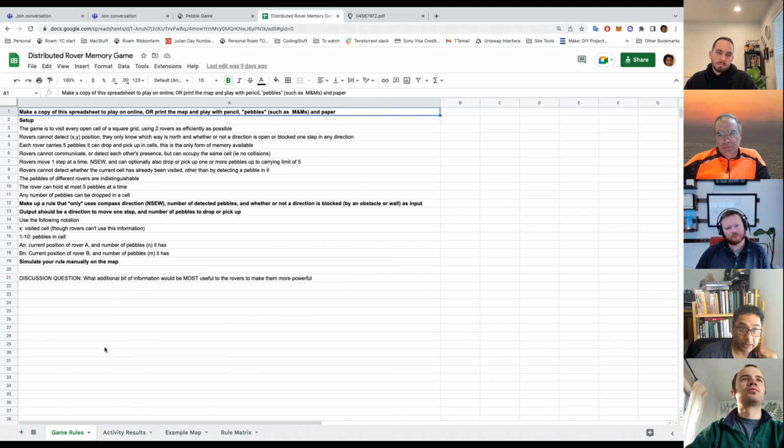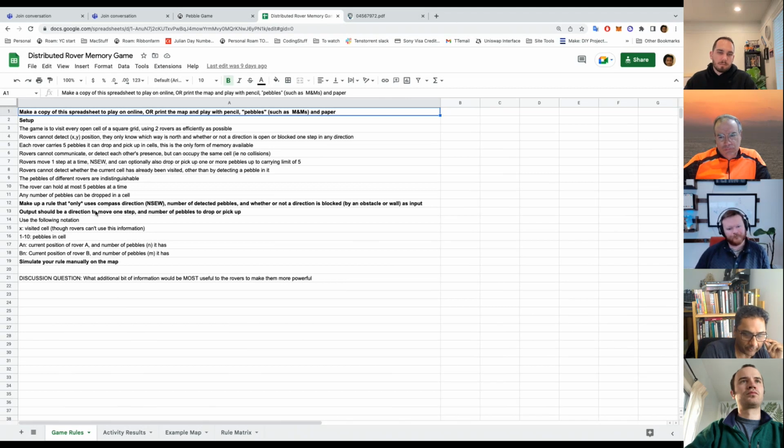And they cannot communicate except by detecting pebbles. The pebbles are the only form of memory. The pebbles of different rovers are indistinguishable. Each rover can hold at most 5 pebbles, and any number of pebbles can be dropped or picked up, of course limited by the number of pebbles already there. Let's see. So that's the game.